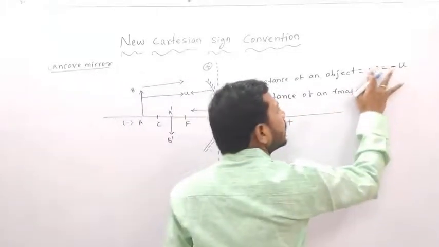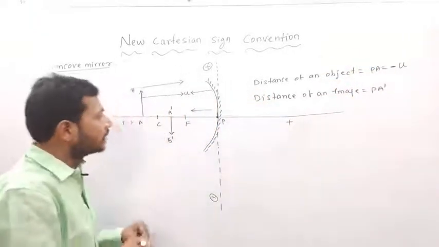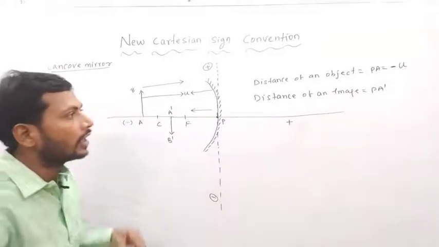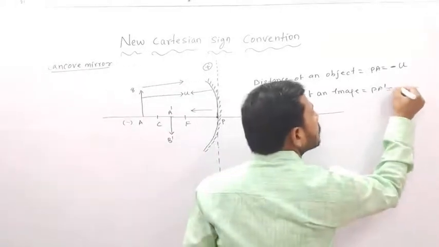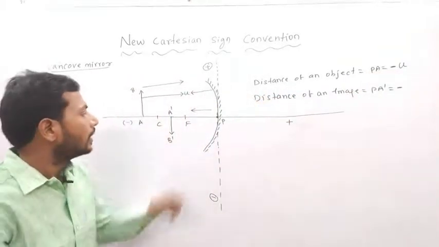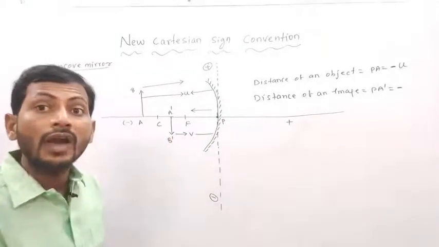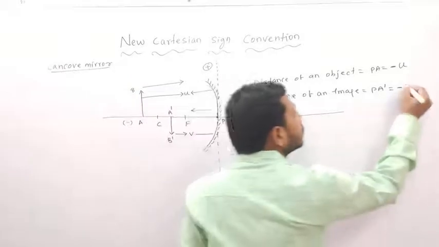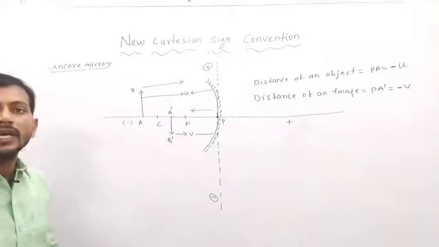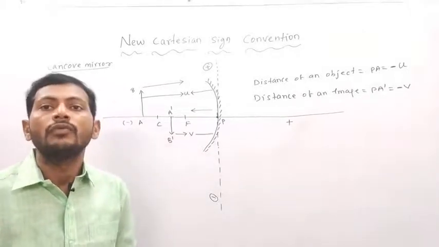Here also you can write, children, PA. PA means this is which side? Left side only. This is the minus axis. Then I am going to write here, it is also going to be represented by a minus sign. Then image distance we generally represent with the small letter v. That's why I am going to write here v, children. Distance of object is represented by u, distance of an image is represented by v.